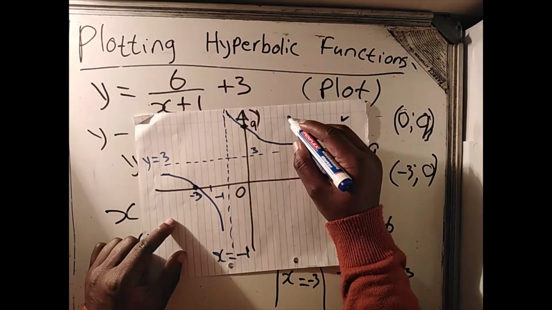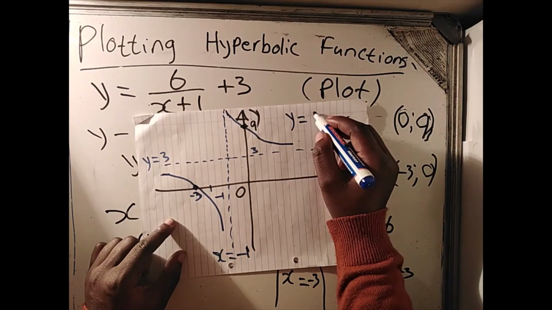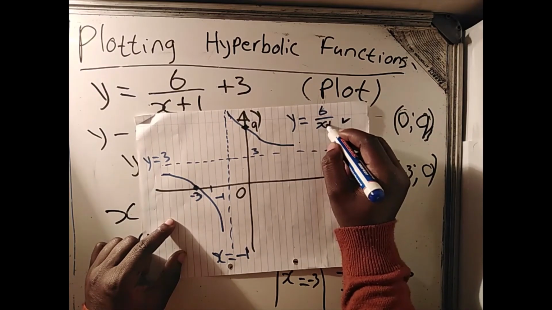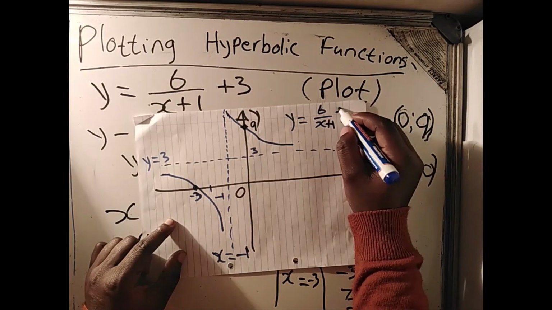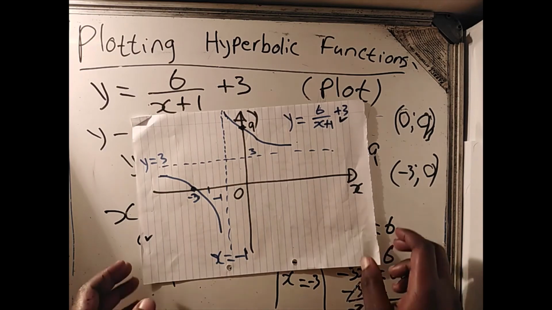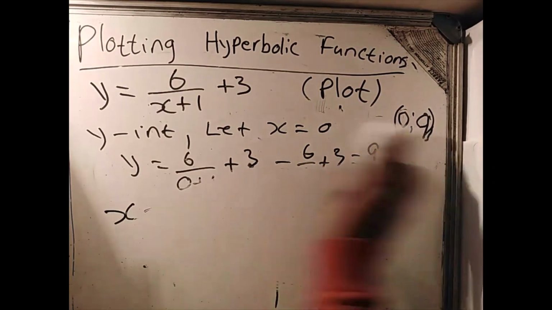Now what is our graph? It is y is equal to 6 over x plus 1, and then plus 3. This is our graph. Guys, excuse my drawing. My drawing is terrible, but please do write something that is far better than this one. All right. Okay, guys, now let us do our last part of the work.